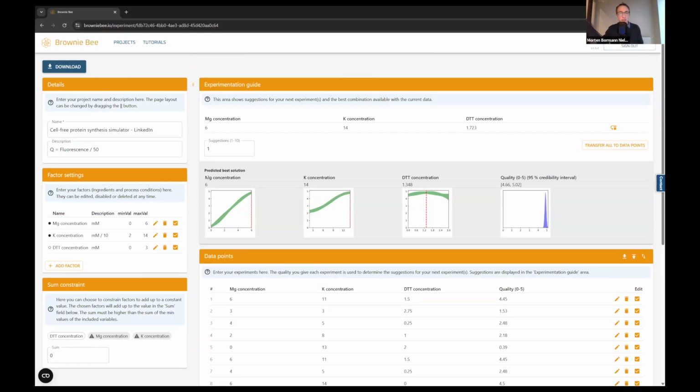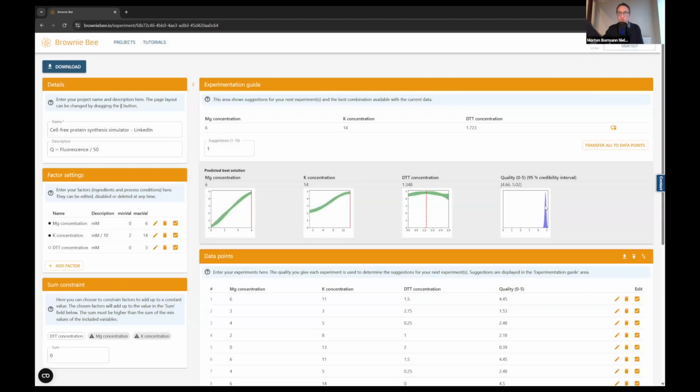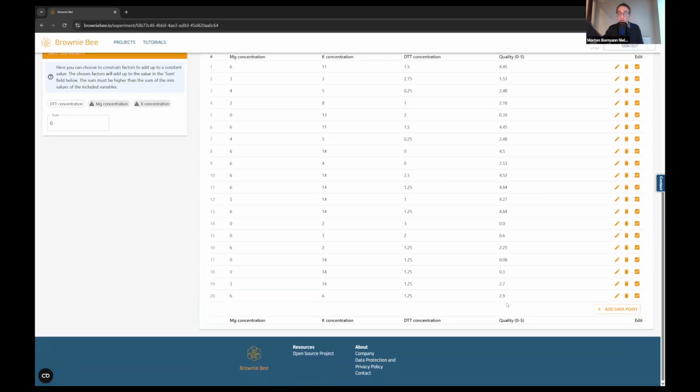So in this case, with the information we have at the moment, it looks like the best concentration for magnesium would be 6, for potassium 14, and DDT about 1.35 or so. And at those settings, we can expect to see a quality of somewhere between 4.5 and 5. So this figure here is just a histogram of the quality that we expect, again, based on the data down here.